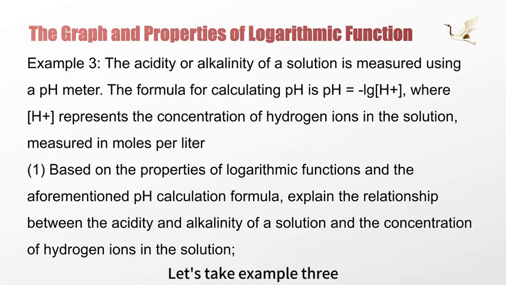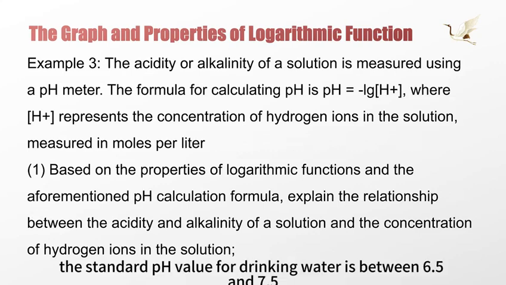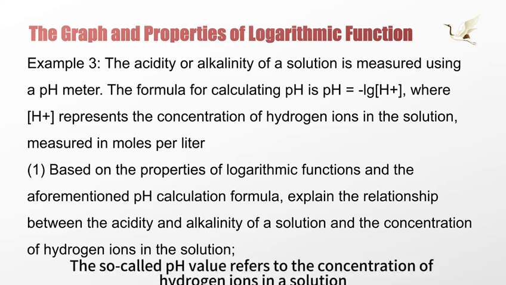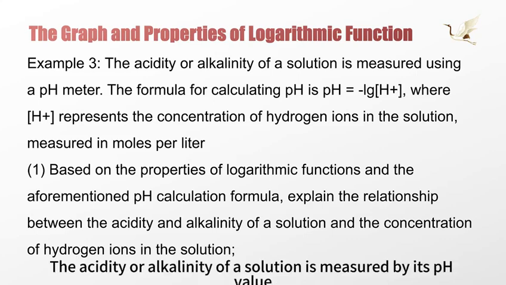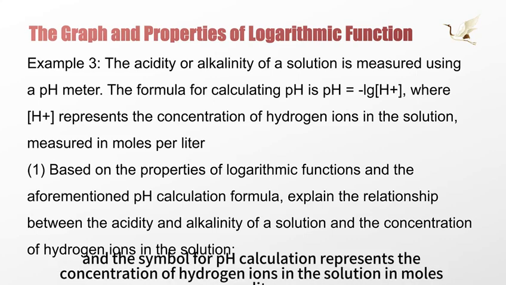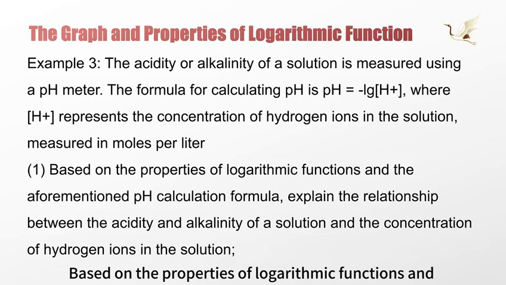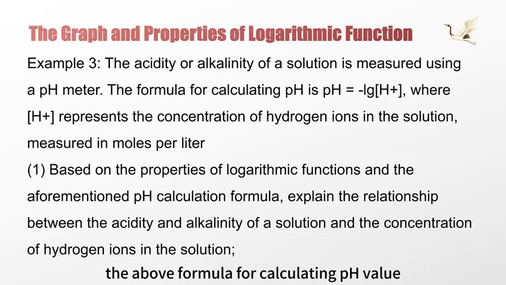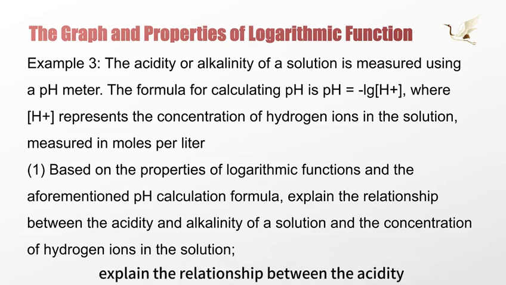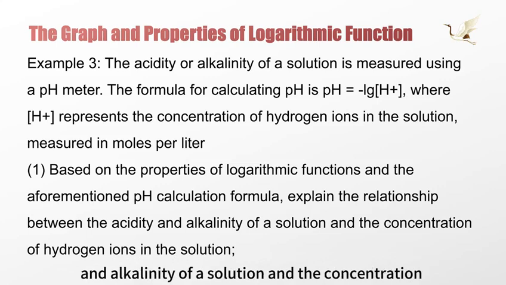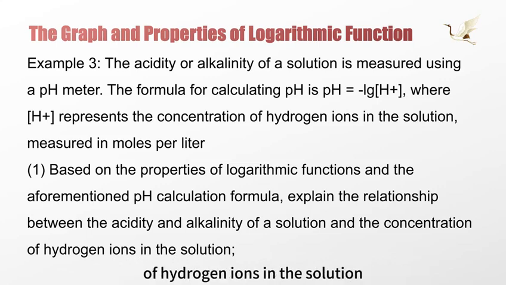Let's take example 3. The standard pH value for drinking water is between 6.5 and 7.5. The so-called pH value refers to the concentration of hydrogen ions in a solution. The acidity or alkalinity of a solution is measured by its pH value, and the symbol for pH calculation represents the concentration of hydrogen ions in the solution in moles per liter. Let's take a look at the first question. Based on the properties of logarithmic functions and the above formula for calculating pH value, explain the relationship between the acidity and alkalinity of a solution and the concentration of hydrogen ions in the solution.